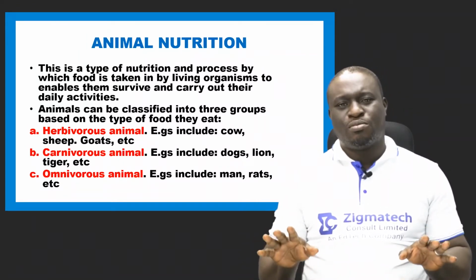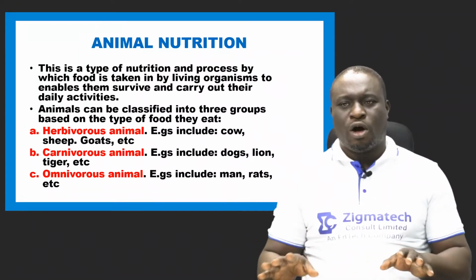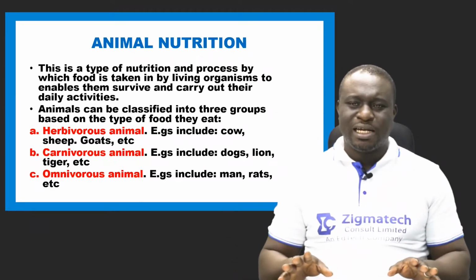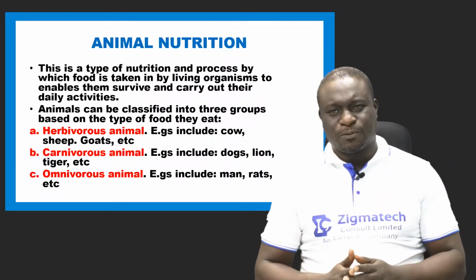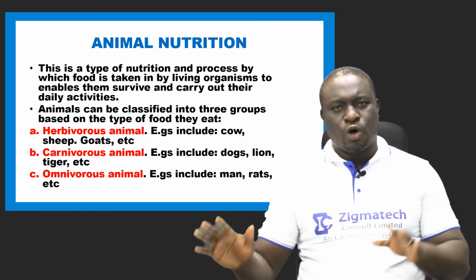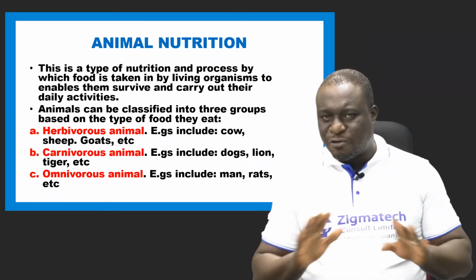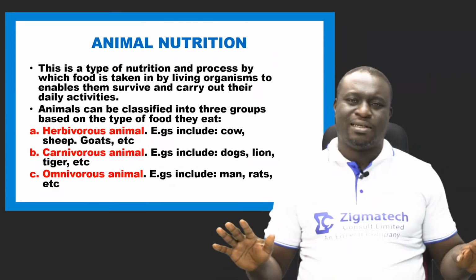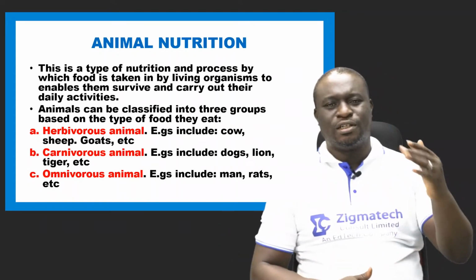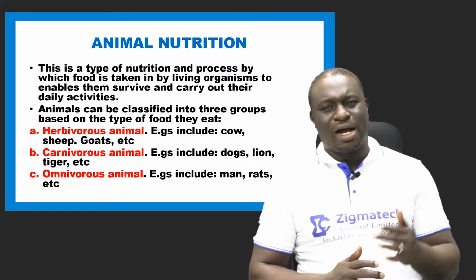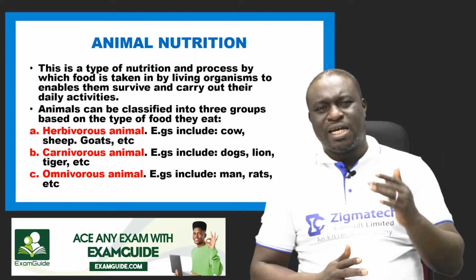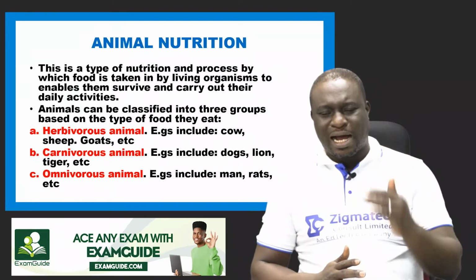And then we have number two, the second type of holozoic animals, based on the type of food they eat, which is the carnivorous animals. The carnivorous animals, they feed only on flesh, on other animals. They feed on animals, not on plants. Okay, examples of these animals include things like the dogs, we have the lions, we have the tiger, we have the leopard, we have the cheetah, and so on. They feed on other animals.